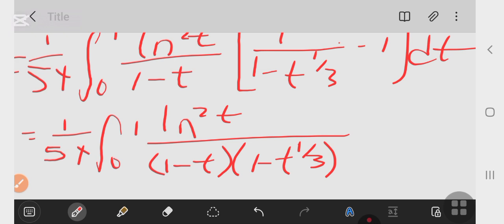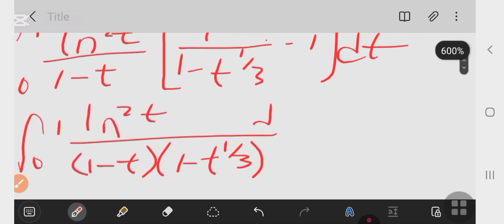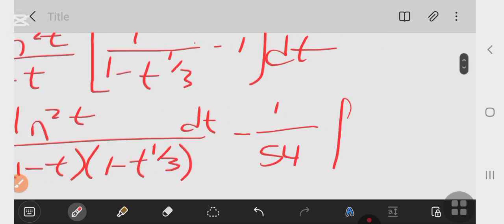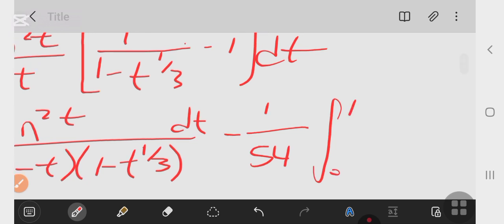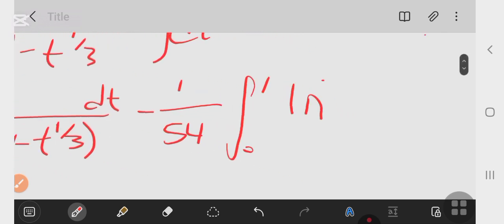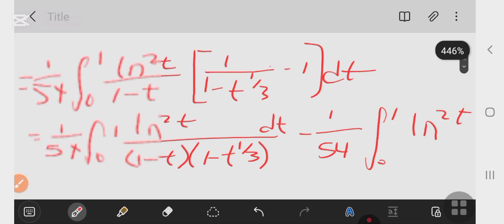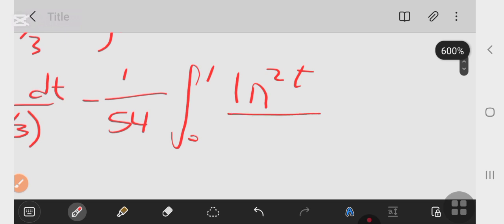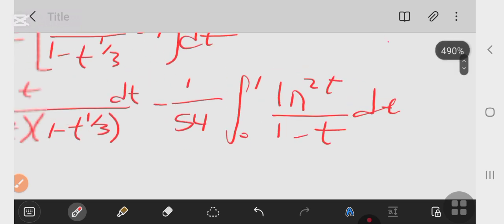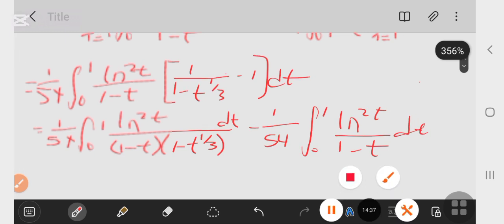Then for the other one, dt. Then for this other integral, minus 1 over 54 multiplying the integral from 0 to 1 of ln square t. Remember, I'm going to use everything here to multiply into the bracket. So I have ln square t over 1 minus t dt. Okay, so this is it.